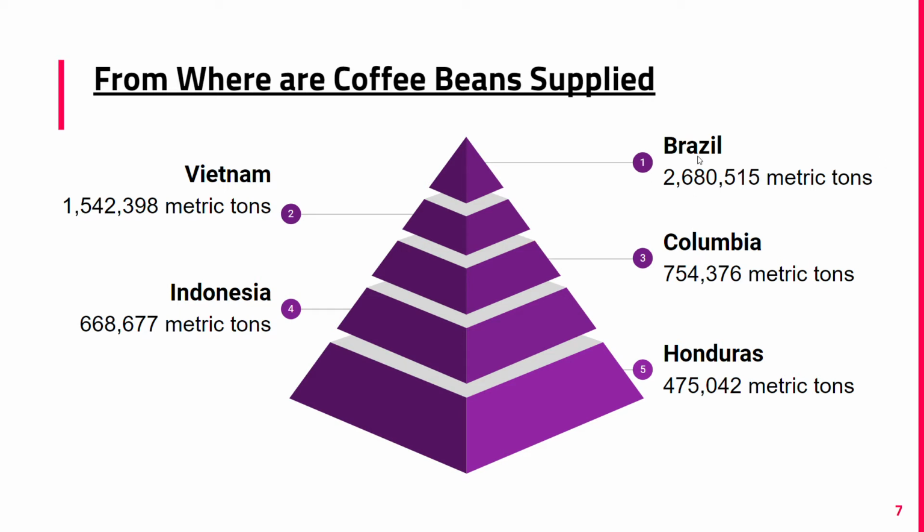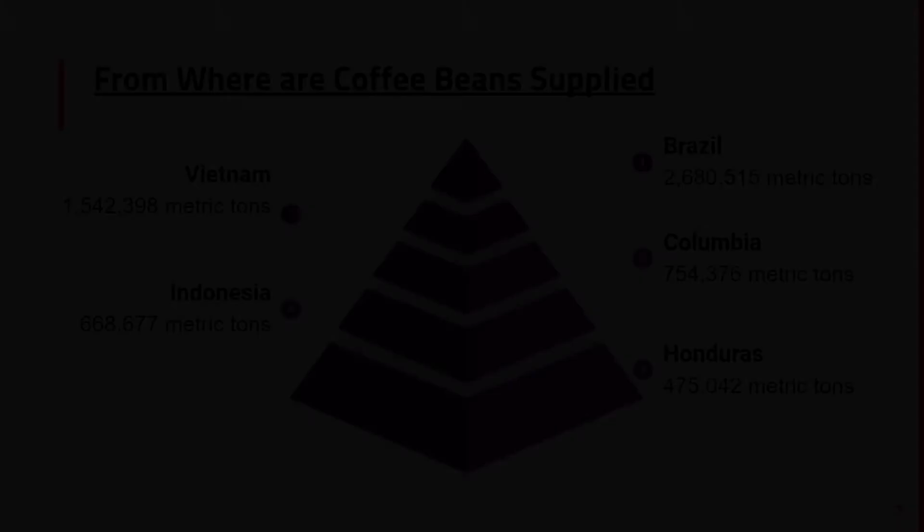So the largest supplier of coffee beans is Brazil, with over 2.6 million metric tons of coffee beans supplied. Vietnam is second with over 1.5 million metric tons. Colombia third at over 750,000 metric tons. Indonesia fourth with over 660,000 metric tons. And then Honduras is fifth with over 475,000 metric tons.